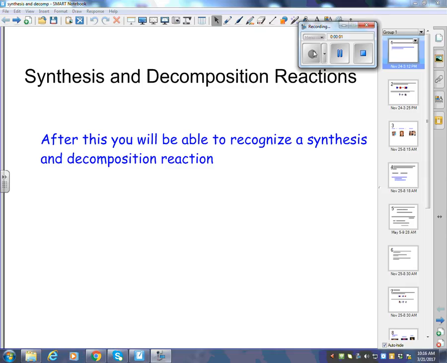All right, well, let's begin. So after this, you're going to recognize what is a synthesis and a decomposition reaction. Now, the note page that you have today isn't the normal way I do it, but I didn't get a chance to turn it into a Word document. So it'll be a few more pages, but you should be fine.